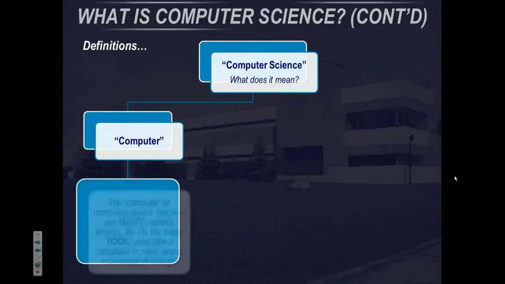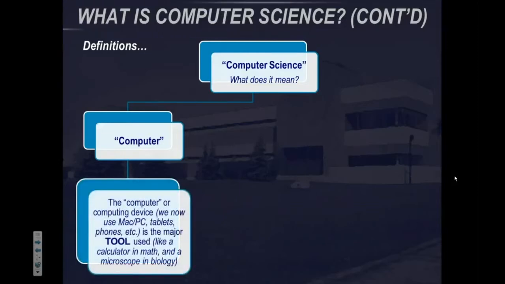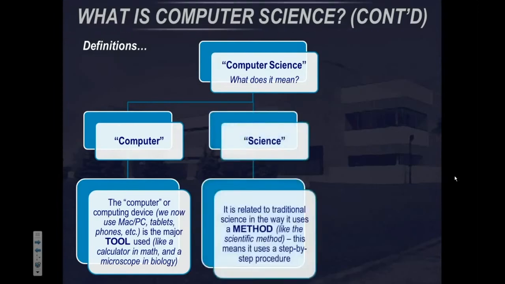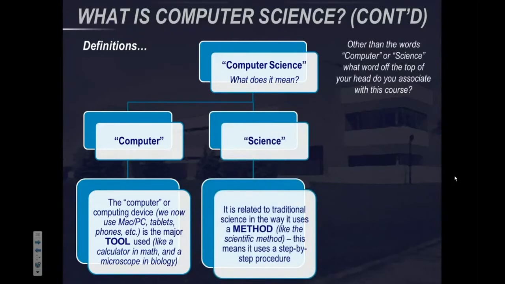But let's define some terms. What does computer science mean? The computer, well, that's a computing device. We now have a variety of those: Macs, PCs, tablets, phones, etc. It's the major tool used in the course, like a calculator is used in math or a microscope in biology. The word science is related to the traditional sciences in the way that it uses a method, like the scientific method. That means essentially a step-by-step process.